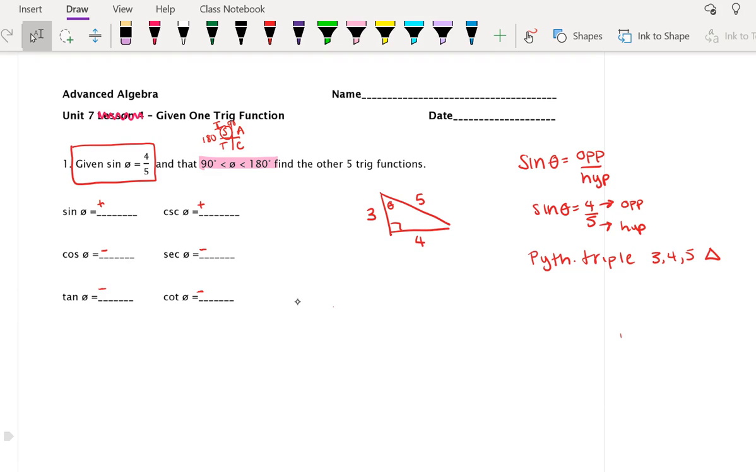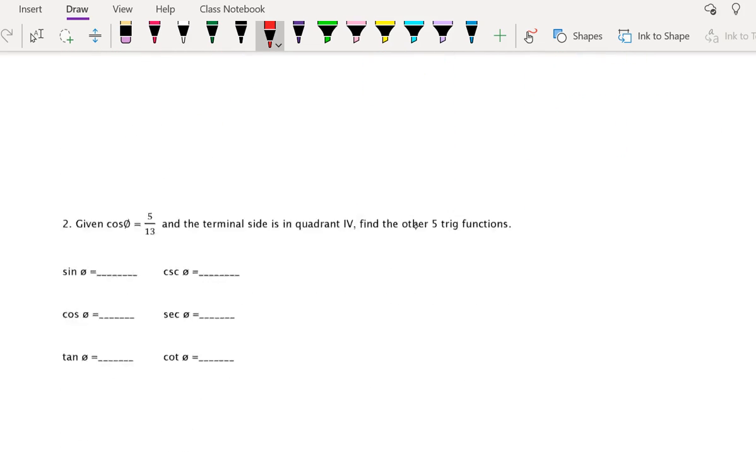Cosine is negative, secant is negative, tangent is negative, and cotangent is negative. So all we need to do is look at the theta. Sine theta was 4/5. Flip it for the reciprocal for cosecant. Cosine is adjacent over hypotenuse, so the adjacent of theta is 3/5. The secant is 5/3, but they're negative. Tangent is opposite over adjacent, so opposite is 4, adjacent is 3, and then reciprocate for cotangent. Okay? Easy enough, right?